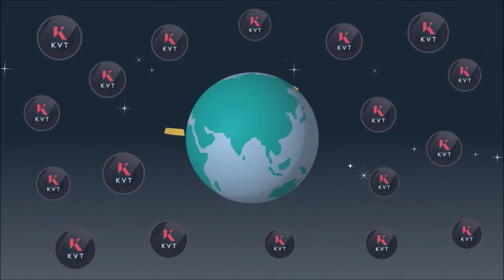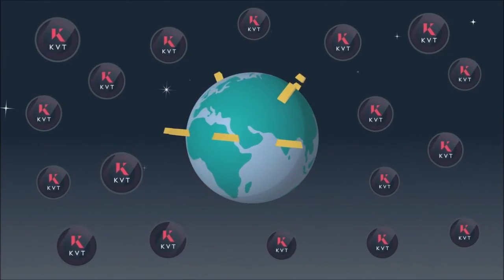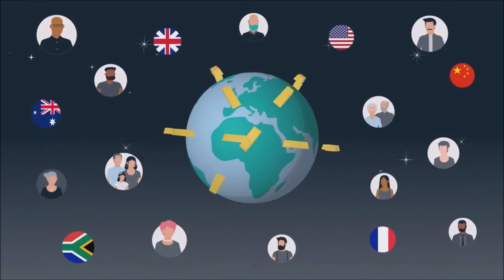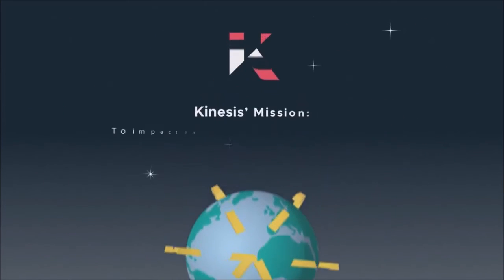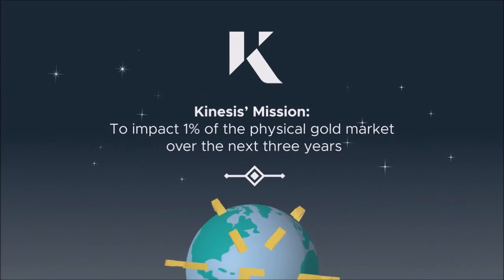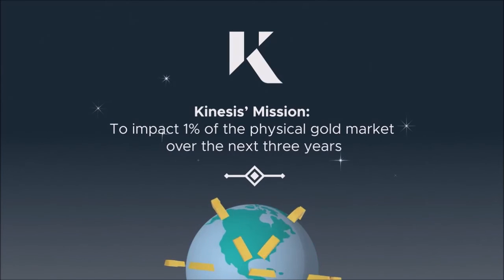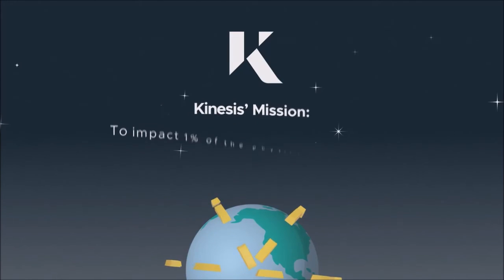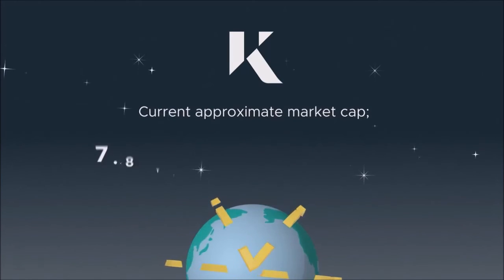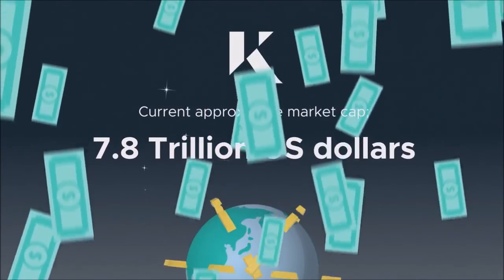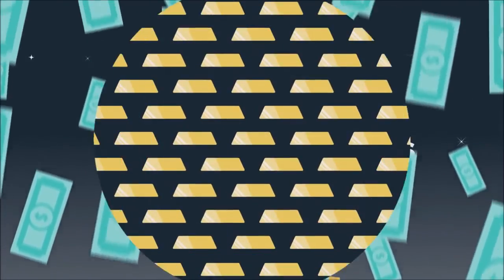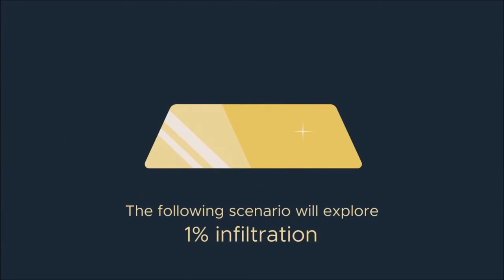KVTs have been made available by Kinesis as a launchpad to drive participation and adoption of the entire Kinesis system. Kinesis's mission is to impact 1% of the physical gold market over the next 3 years, which currently has an approximate market cap of $7.8 trillion US. We explore a scenario of a 1% infiltration into the physical gold market. So let's break this down for you.